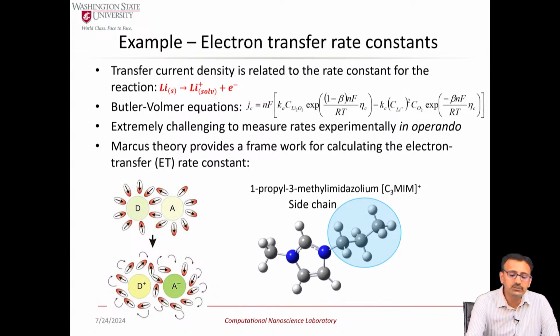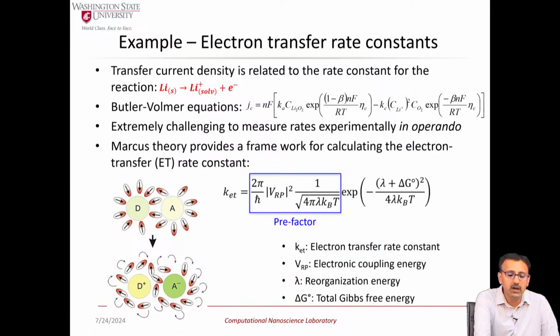So what we were interested in this particular project, what happens if we change the cation structure? This is a battery application. So we have this liquid electrolyte, and we were interested in knowing how the electrolyte cation structure impacts the rate for this reaction, which is the lithium ion ionizing and solvating in the electrolyte. So how do we determine that?